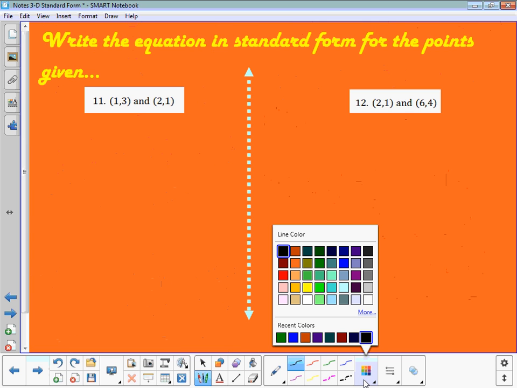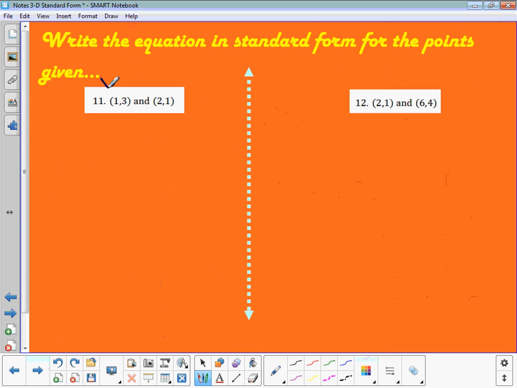Okay, let's take a look at number 11. I'm going to do this one mostly out for you. So we have x1, y1, x2, y2. So first we're going to calculate out the slope. We have 1 minus 3 divided by 2 minus 1. So 1 minus 3 is negative 2. 2 minus 1 is 1. Negative 2 divided by 1 is simply negative 2.